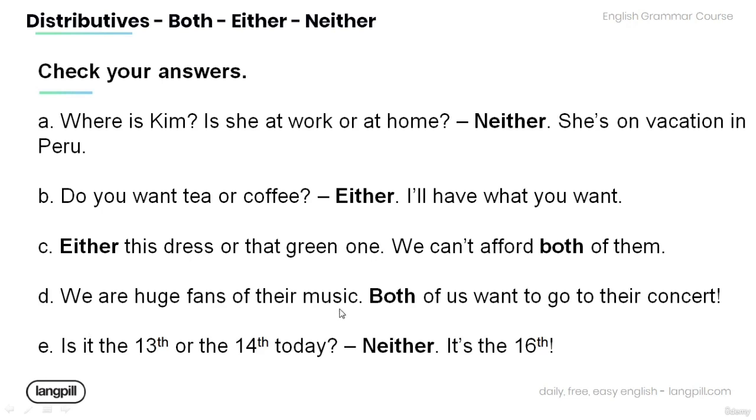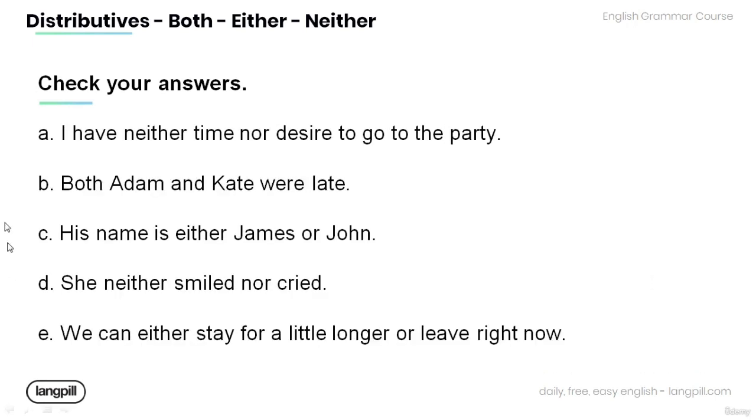We are huge fans of their music. Both of us want to go to their concert. Is it the 13th or the 14th today? Neither. It's the 16th. I have neither time nor desire to go to the party. Both Adam and Kate were late. His name is either James or John. She neither smiled nor cried. We can either stay for a little longer or leave right now.